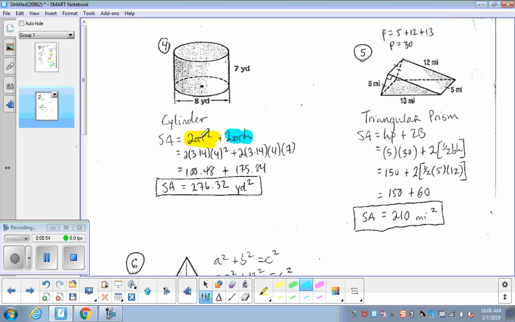So when you plug in the numbers, you're going to do 4 times 4 times 3.14 times 2. You get 100.48. When you crunch these numbers, you get 175.84. And when we add them together, we get 276.32.